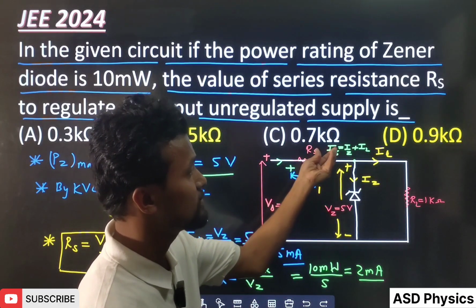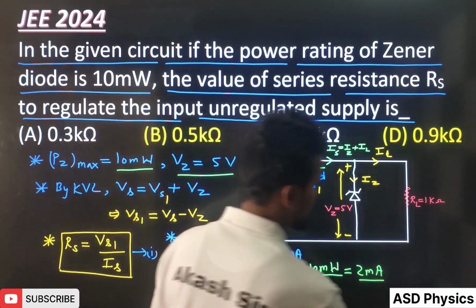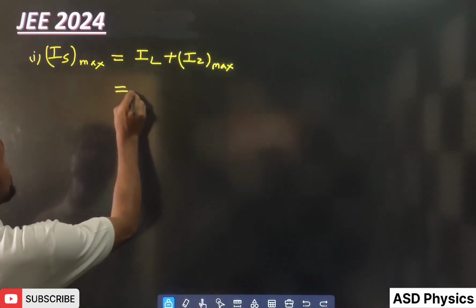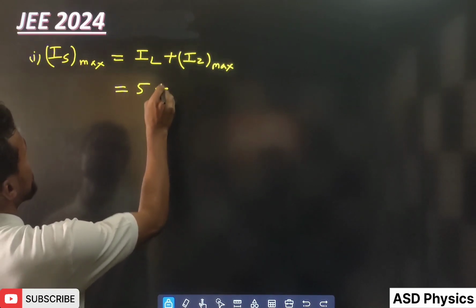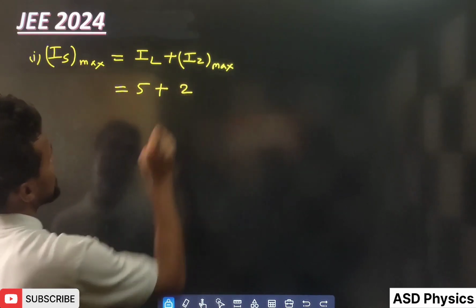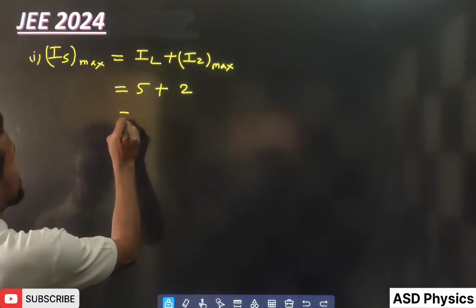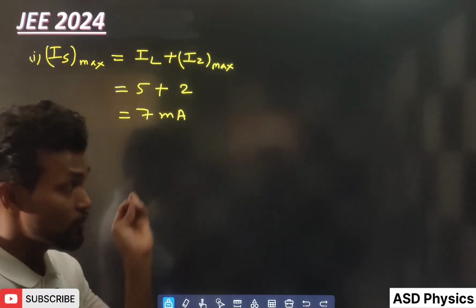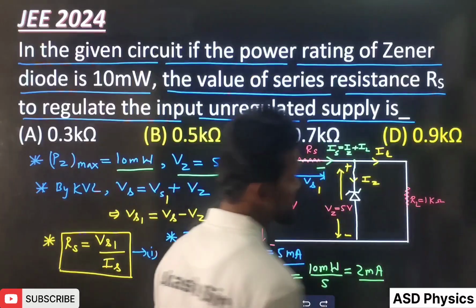When this IZ is maximum, IS will also be maximum, is it? So students, we can write here this IL, how much is coming here? 5 milliampere plus this IZ, how much is it? Maximum 2. So here students, this will come to 7 milliampere. The maximum current through the resistance RS is the 7 milliampere.